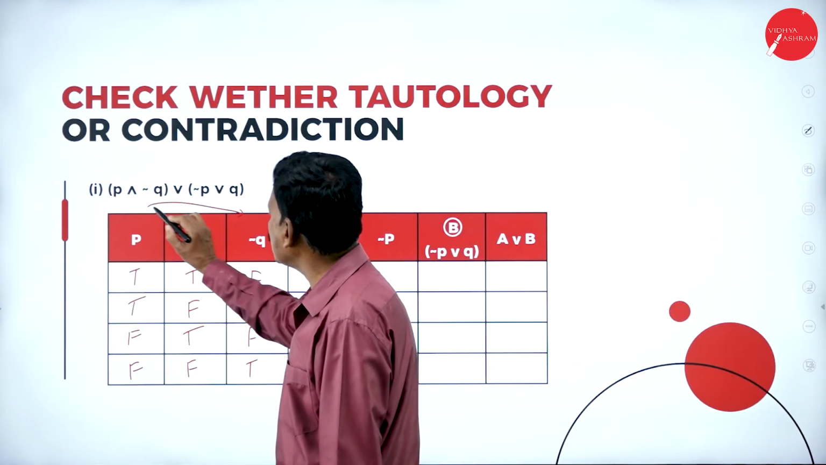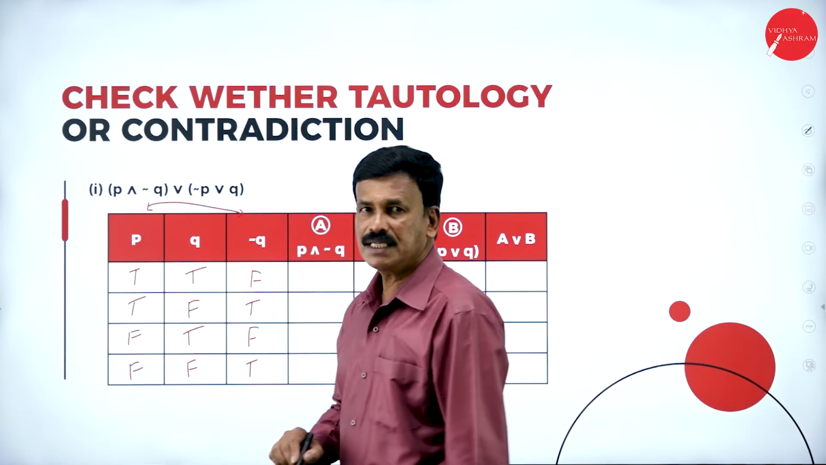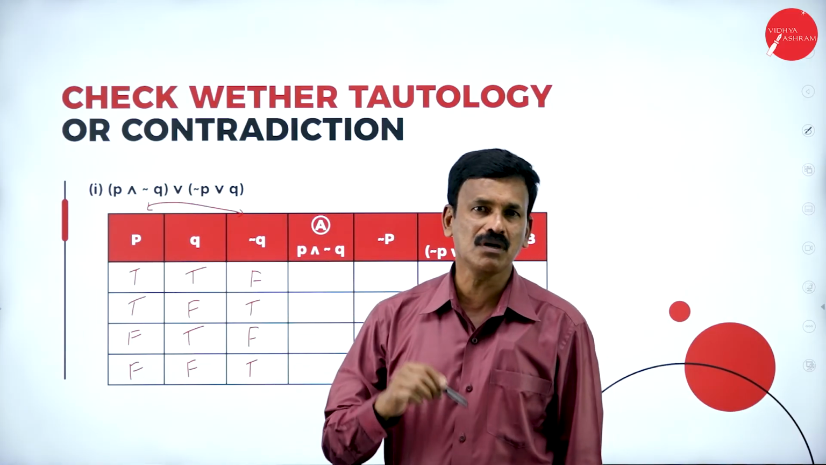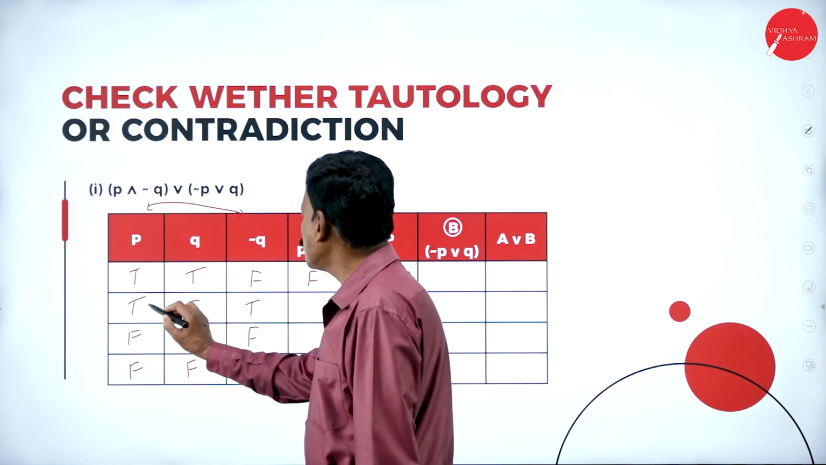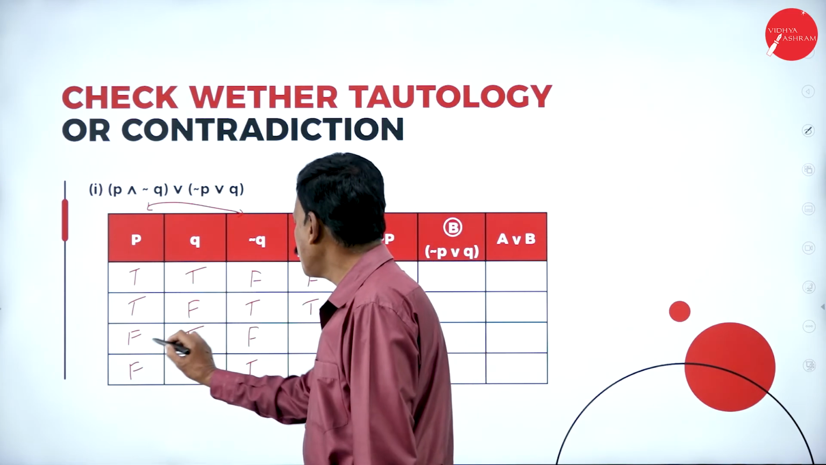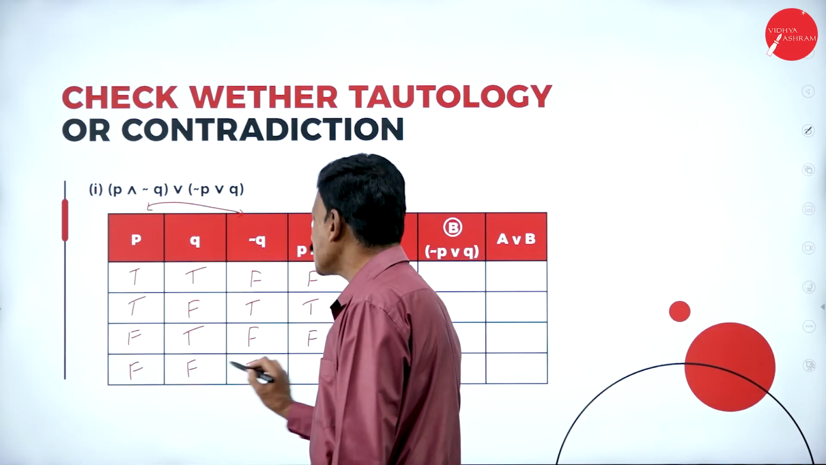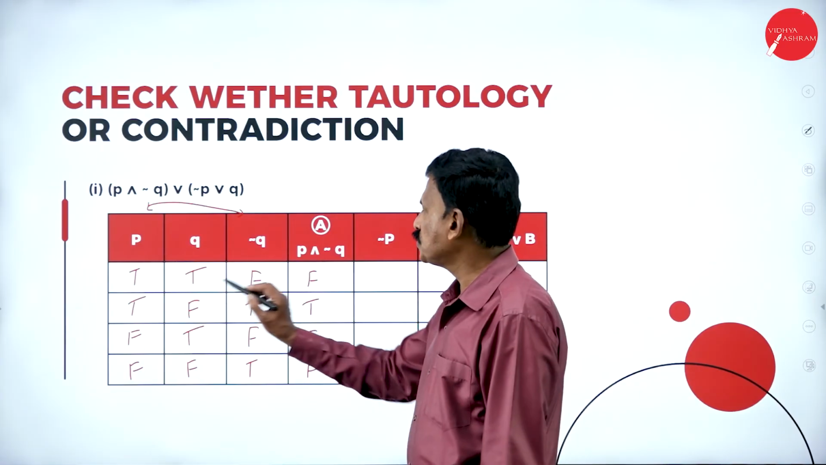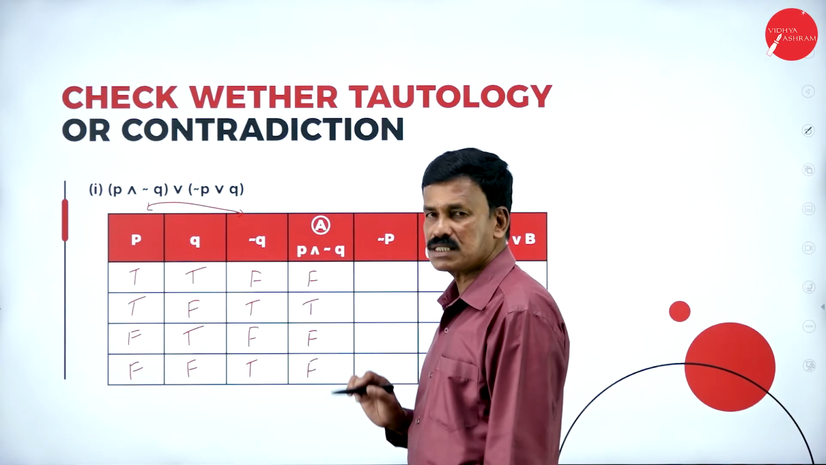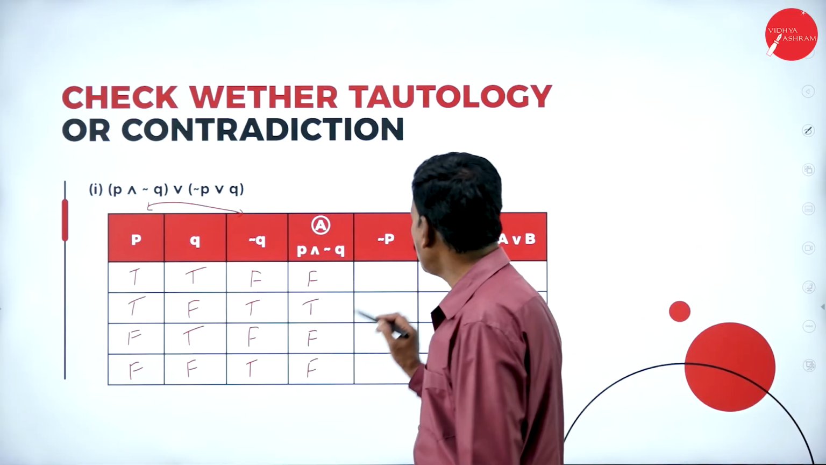Now, P conjunction negation Q. These two are connected by conjunction. In conjunction, true and true is true; in all other cases, it is false. So, true and false is false. True and true is true. False and false is also false. Again, false and true is false. So, for conjunction, only true and true is true; in all other cases, it is false. This is the first part. Now, move on to the second part.